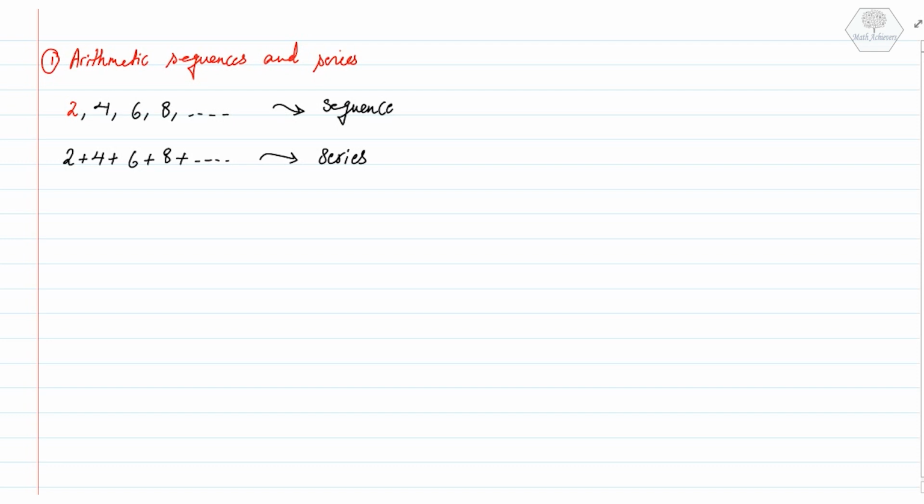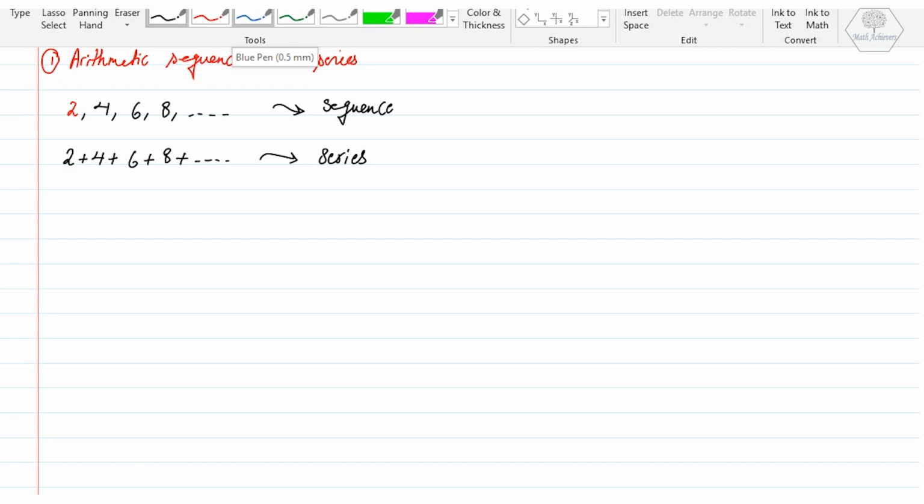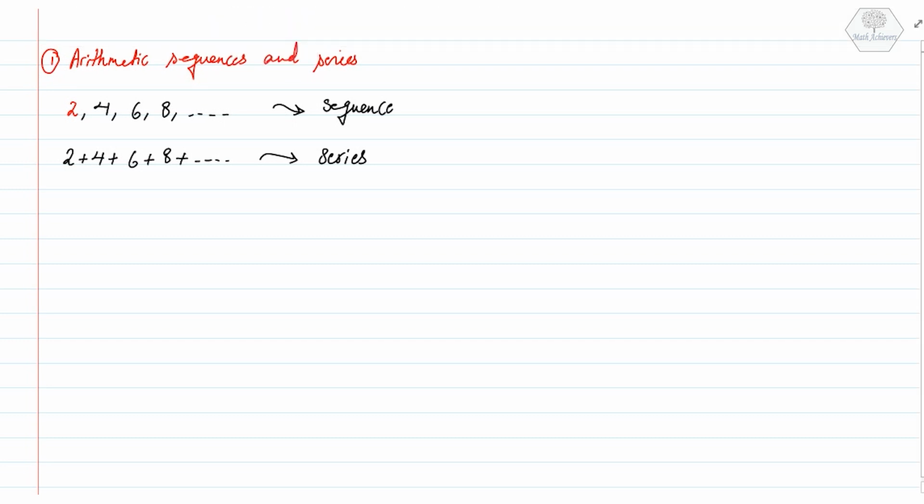So, if we want to start with arithmetic, this is a very good example to start with. I'm having a 2, 4, 6, 8. Here, I'm having a fixed difference, because here I'm adding plus 2, and this is another plus 2, and this is another plus 2. I'm having a common difference between terms, then it's considered to be an arithmetic sequence.